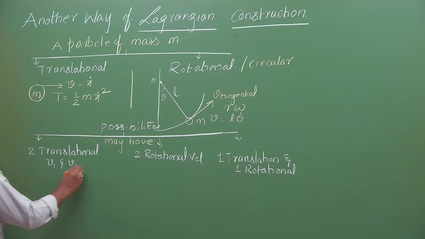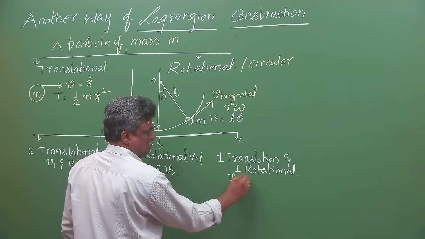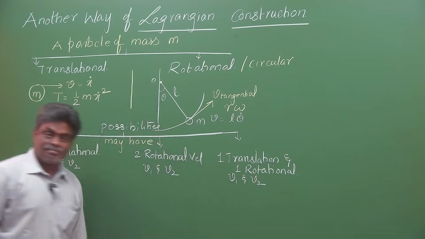Here what I am assuming is two translational velocities. I will take V1 and V2. Here also V1 and V2. Here also V1 and V2.